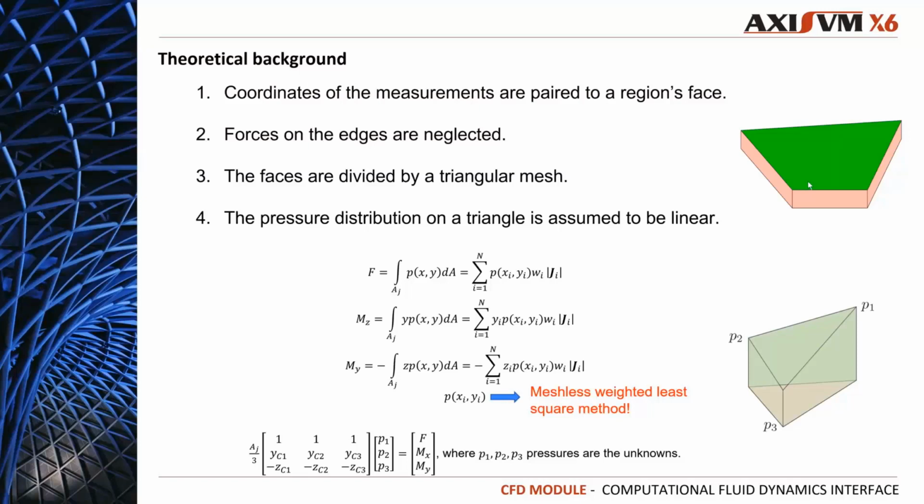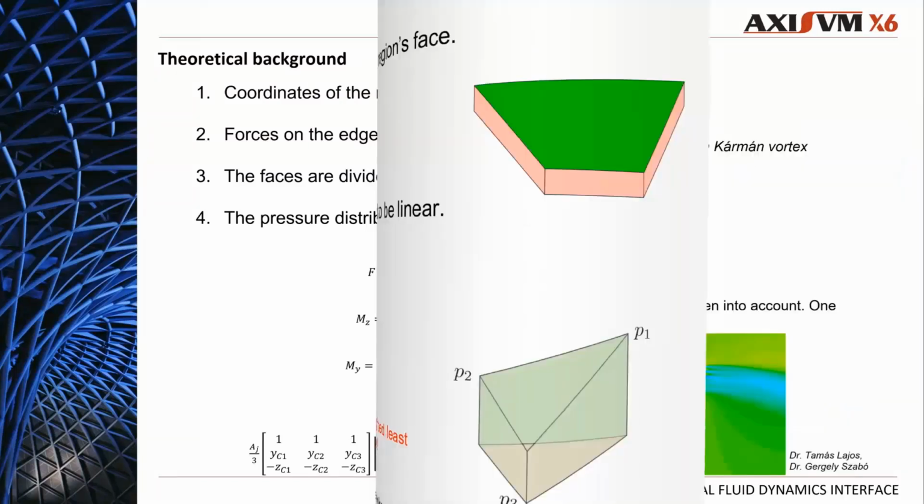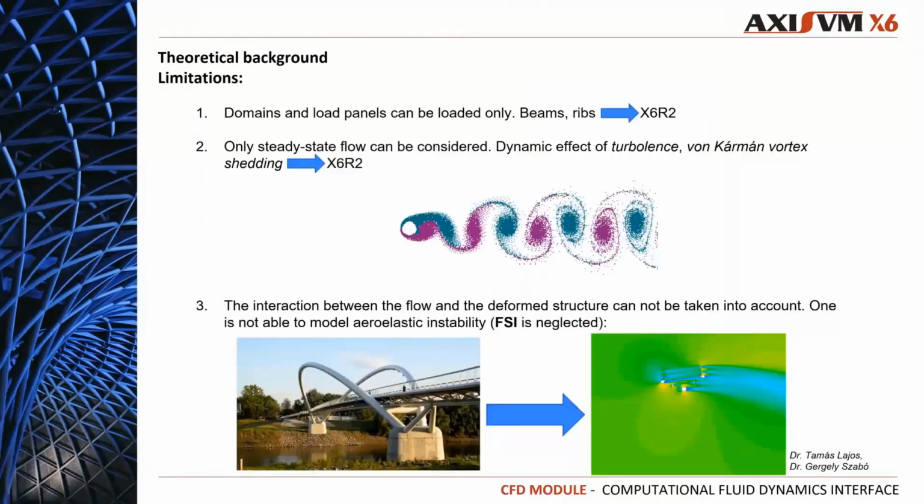Okay, so we have three equations. We can write them in a shorthand form here. So we have a 3x3 matrix of coefficients. And if we are lucky enough, we can solve it and we have unique P1, P2, and P3 pressure values.